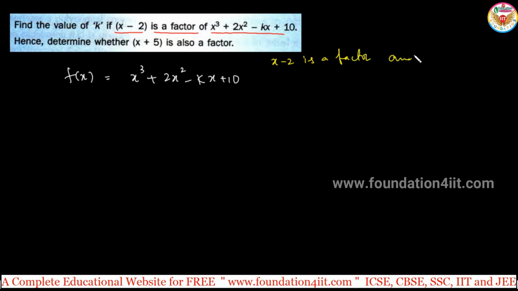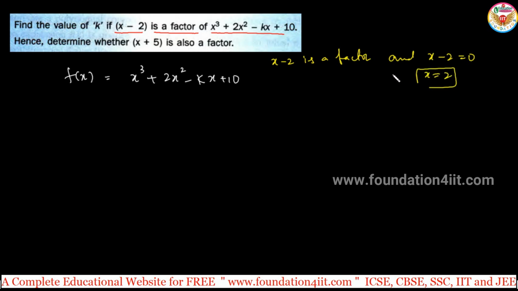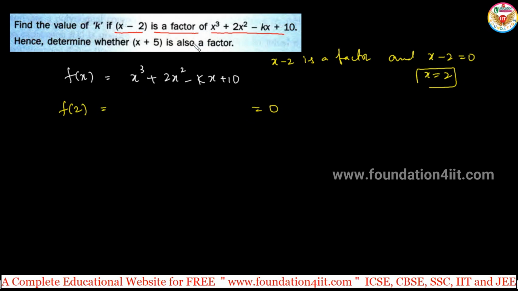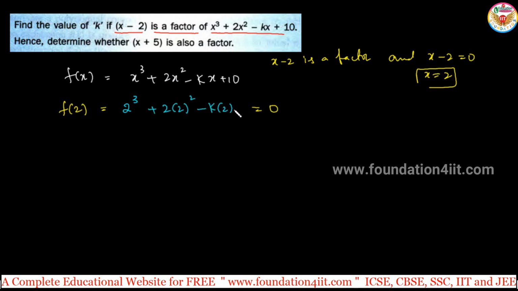Since x minus 2 is a factor, let x minus 2 be equal to 0, then x is equal to 2. And that means f of 2 must be 0. Then f of 2 should be equal to 0, because as per the factor theorem, x minus 2 is already a factor, so the remainder must be 0. Wherever 2 is there, you can substitute. So 2 cube plus 2 into 2 square minus k into 2 plus 10 is equal to 0.